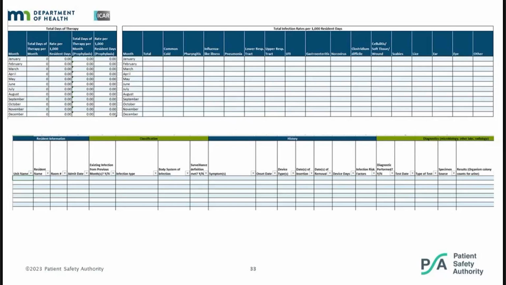This particular tracking tool allows you to put in your data. On the top left, you have your raw antibiotic data. The top right is the number of each type of infection by month, and the bottom are specifics about each infection, the resident information, classification of the infection, the resident history, specifics of how the diagnosis was made. There are a lot of other categories here that you can input data on, but I wasn't able to fit them all onto a slide.